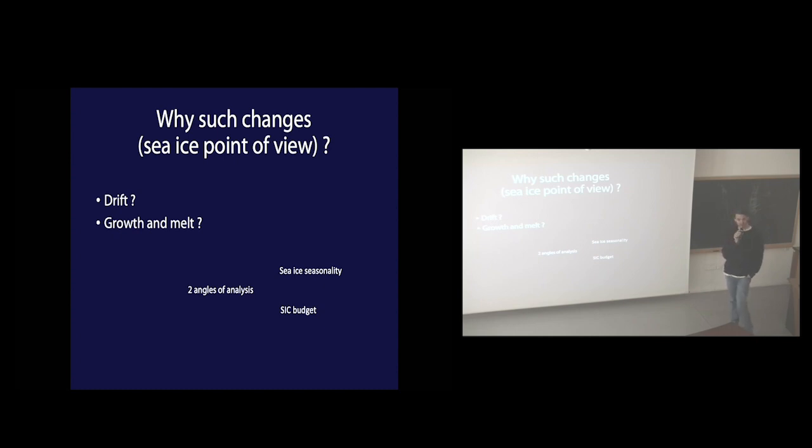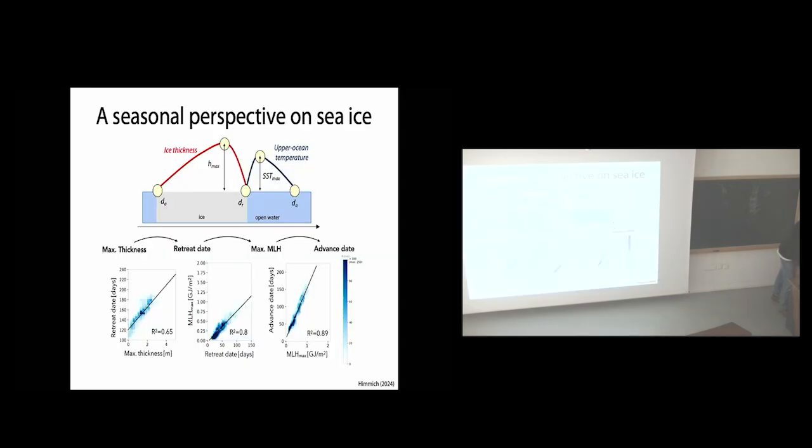One is the sea ice seasonal cycle. You can look at how the seasonal cycle changes, and that will give you hints at what causes them. And the other is what we call the sea ice concentration budget. So you basically calculate a budget equation for sea ice concentration and see how it changes in time. I will give you a bit of background on the first point.